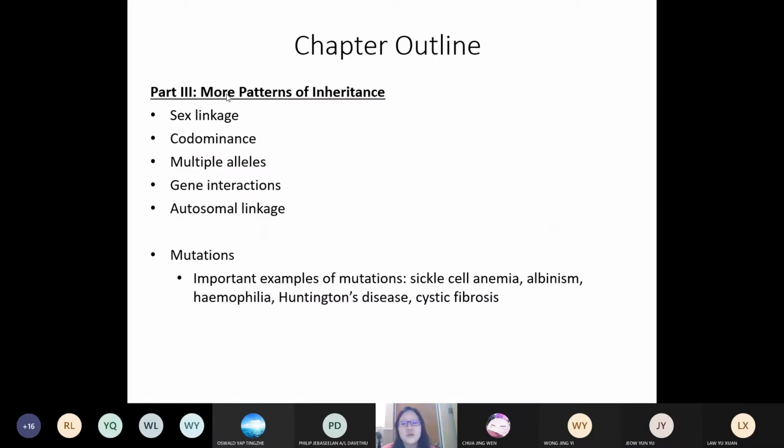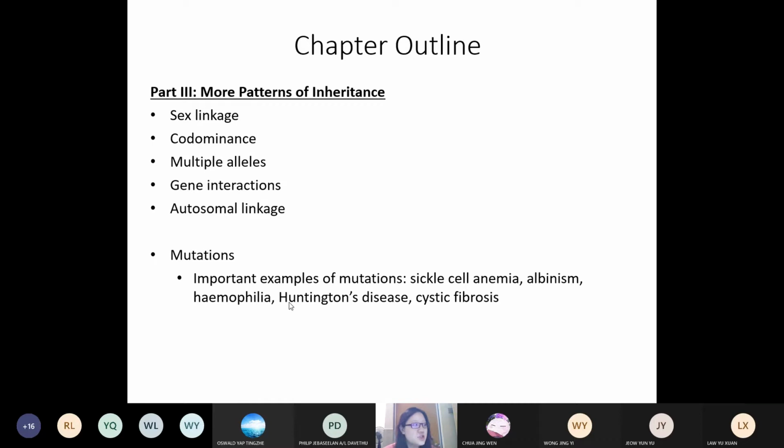These are the many things we'll talk about today: sex linkage, codominance, multiple alleles, gene interactions, and autosomal linkage. I hope to finish these 5 things today, but they are all very different from each other. I want you to be very clear, not confused. So if at any point I'm going too fast or you are confused, please let me know and I'll repeat. It's okay if we don't finish, we will just continue next week.